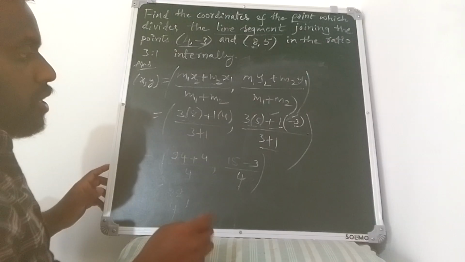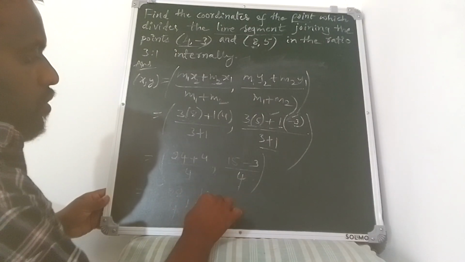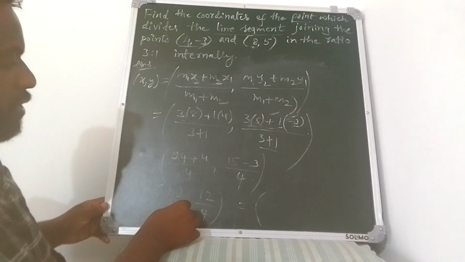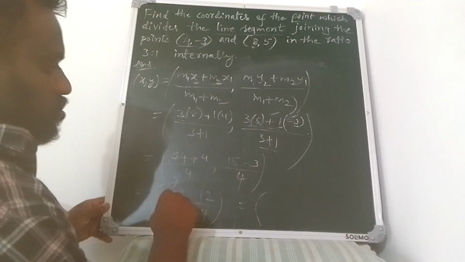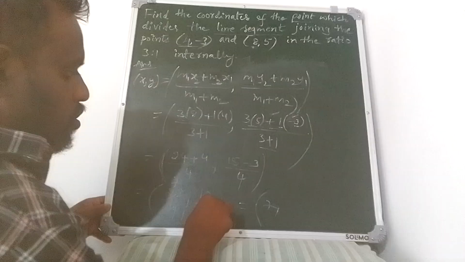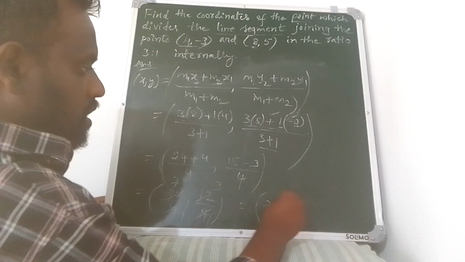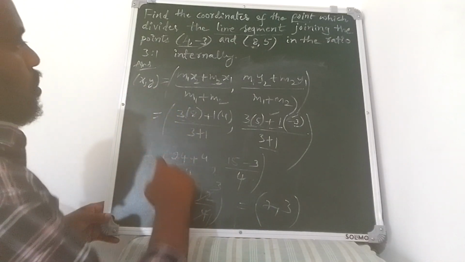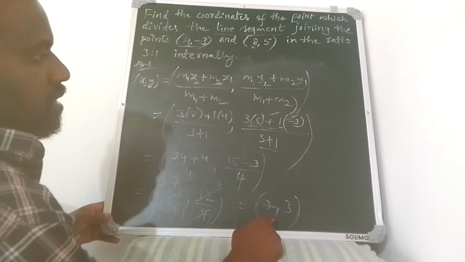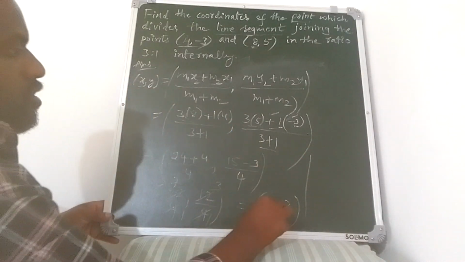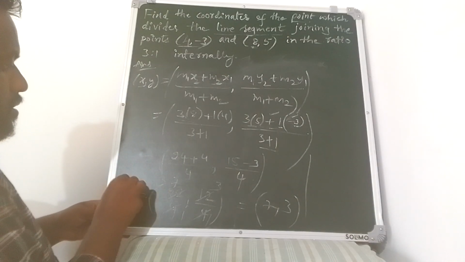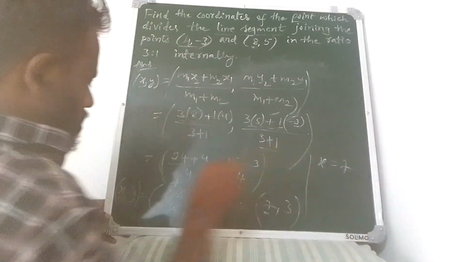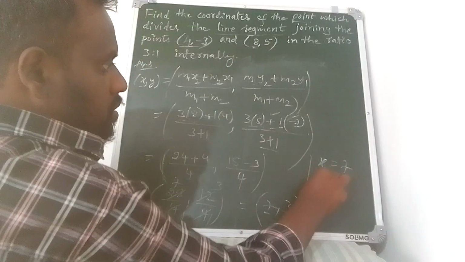How much is 15 minus 3? 12, right? Over 4. Now divide: 4 ones are 4, 4 sevens are 28, so we are left with 7. Comma, 4 ones are 4, 4 threes are 12, so these 3 I will write here. So we got (x, y) is equal to (7, 3). That means x is equal to 7 and y is equal to 3.